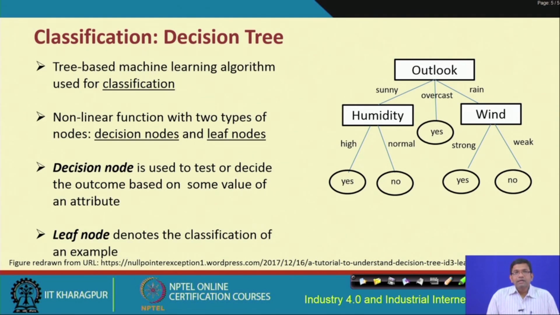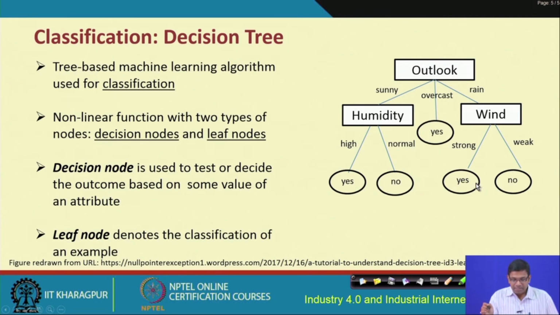For classification, techniques such as decision trees are quite common. As this figure suggests, you are running some kind of a tree-based classification. There are two different types of nodes in this tree: the decision nodes and the leaf nodes. The white colored ones are the decision nodes, and these are the leaf nodes.